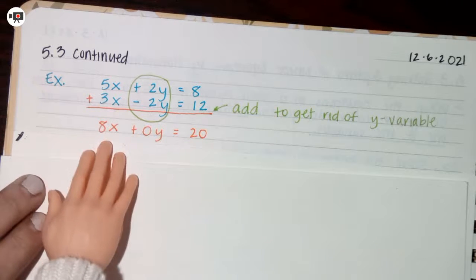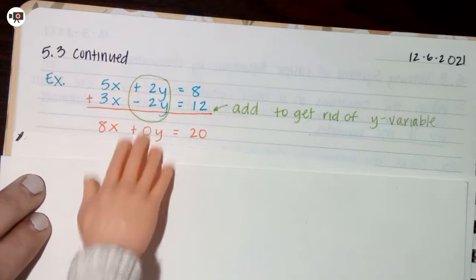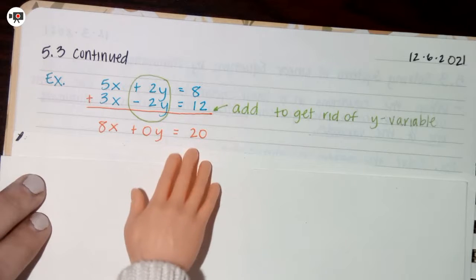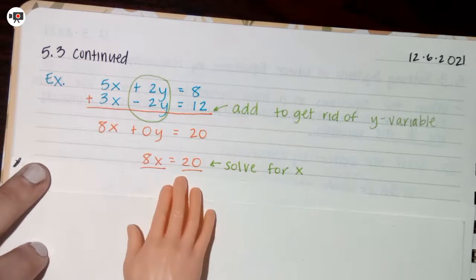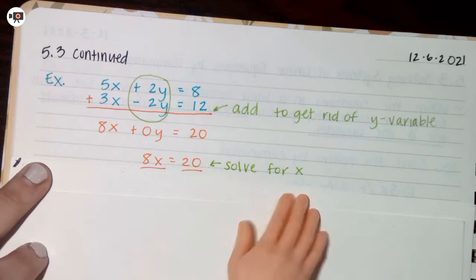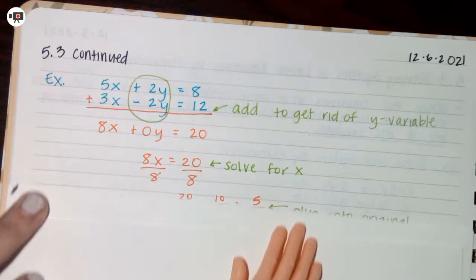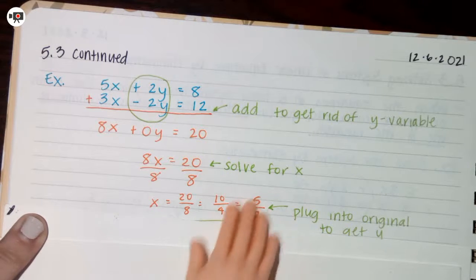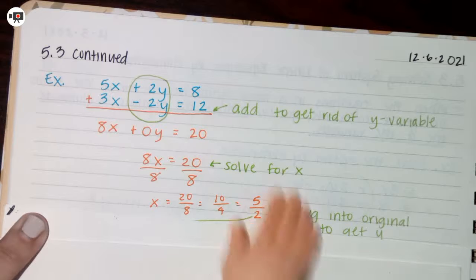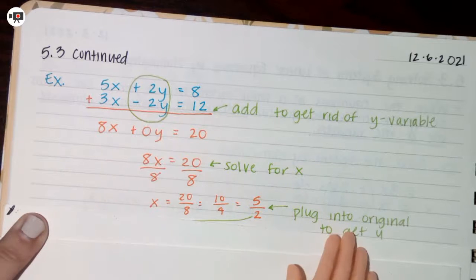So 5 plus 3 is 8. 2 plus negative 2 is 0. 8 plus 12 is 20. So this means 8x equals 20. Now I'm going to solve for x. Divide each side by 8, and x equals 5 halves. I'm going to take this x equals 5 halves, plug it into one of the originals, and then I'm going to get y.